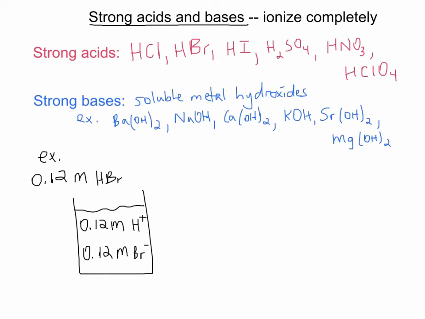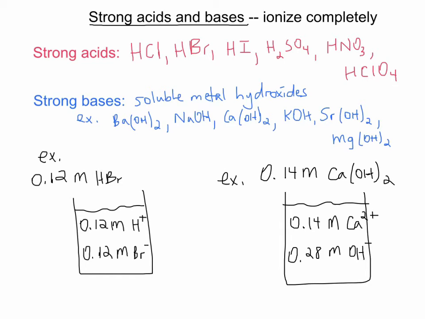Particularly, you'll have 0.12 molar H+ and 0.12 molar Br-, because HBr is represented here as 1 H, remember there's the invisible 1 here, and 1 Br-. So there's 1 H+ and 1 Br-, so the concentration of the H+ is 0.12 molar, and the concentration of the Br- is 0.12 molar.